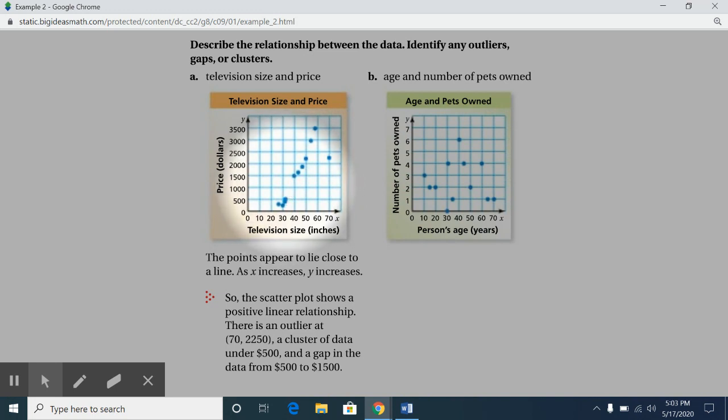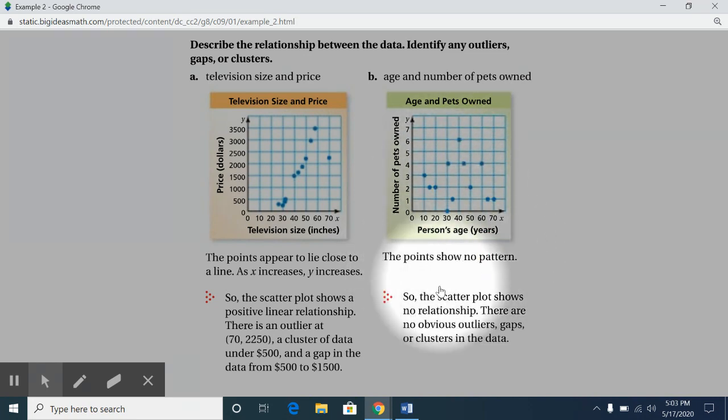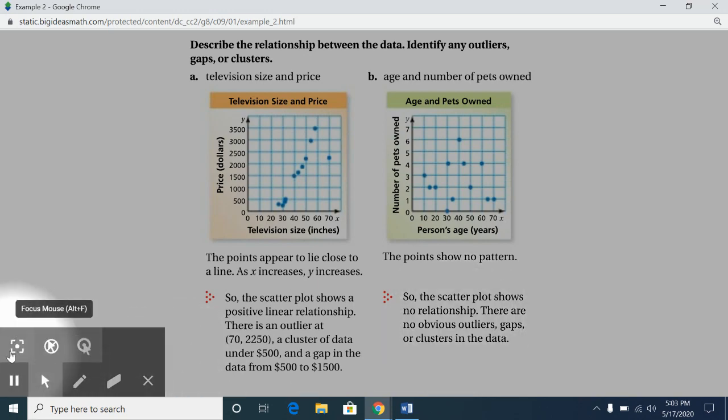All right. Now, in problem B, we're talking about age and number of pets owned. That probably will show some data that doesn't really have any specific relationship, okay, which is what this scatter plot is showing us. The points show no pattern. So here's the deal. When there's no relationship, which is what's happening here, there are also not going to be any obvious outliers, gaps, or clusters in the data either. Okay, so again, if there's no relationship, we can't identify any of those other things. All right, so hopefully that makes sense.